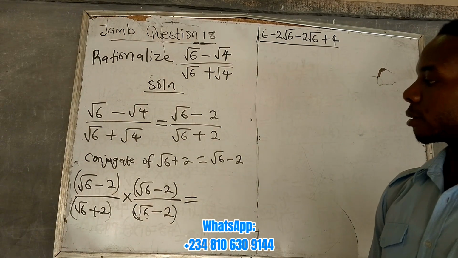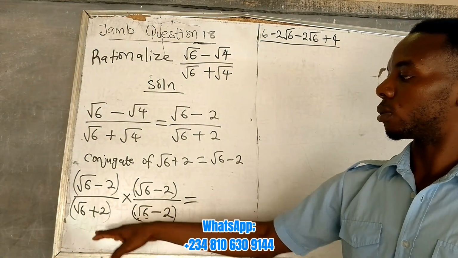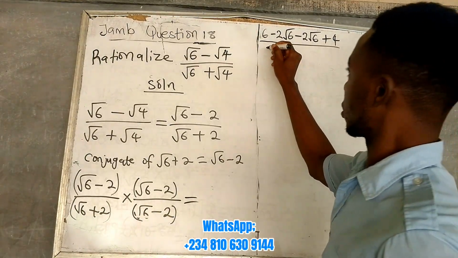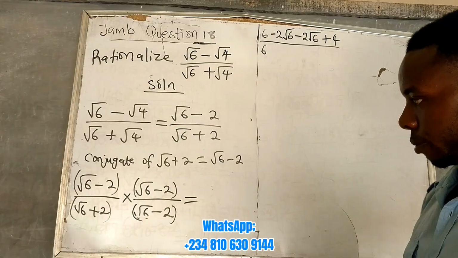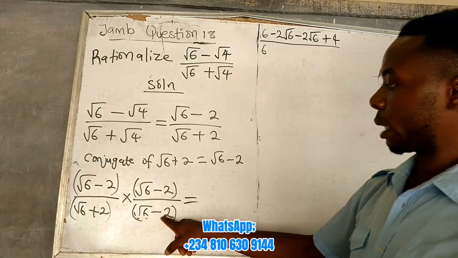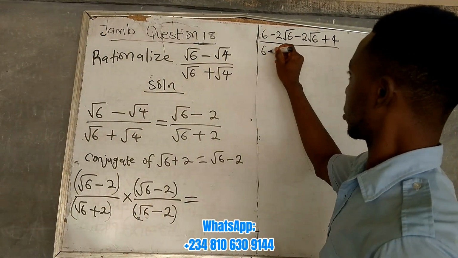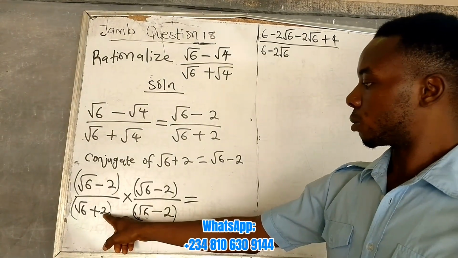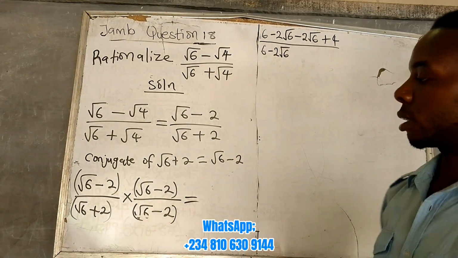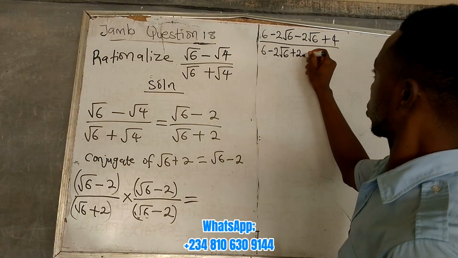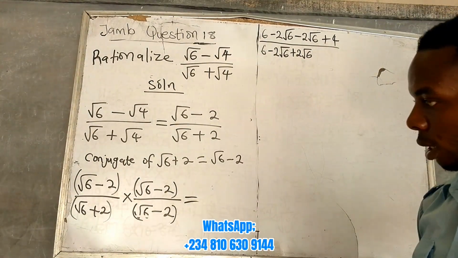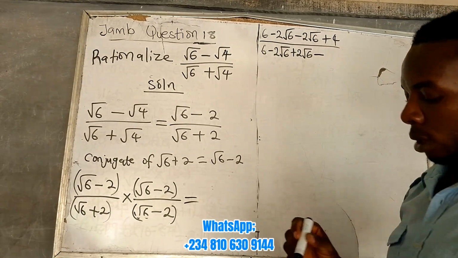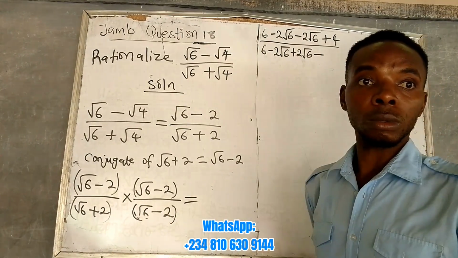And the next thing, we open the bracket of the denominator. So root 6 multiplied by root 6 will give us 6. Root 6 multiplied by minus 2 will give us minus 2 root 6, plus 2 multiplied by root 6 to give us plus 2 root 6. Plus times minus will give us minus. Then 2 times 2 will give us 4.